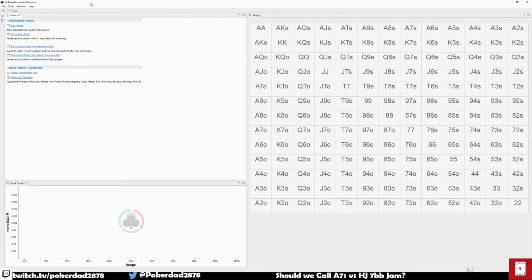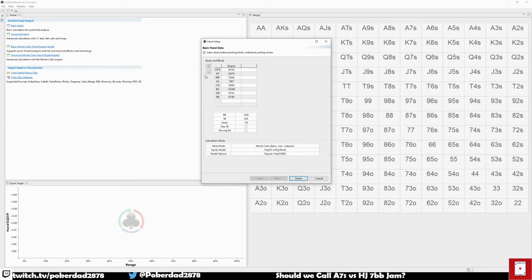So first thing I want to do here is we can go basic here. And I want to put in the stacks. By the way, I'm just curious about the average stack in this. There's about 28 bigs.